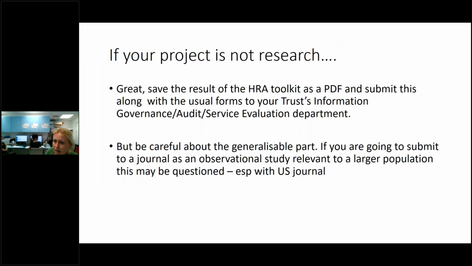So if you get an answer no, your project's not research, that's great. What I would do, say it gives you a PDF, a little certificate saying you've done the toolkit, I would save that as a PDF on your desktop and submit it with your trust audit, service evaluation, information governance form when you register your project. And then if you do end up trying to publish in a journal, you've got a little folder with: I've registered this with information governance, I've done a HRA toolkit, here it is.